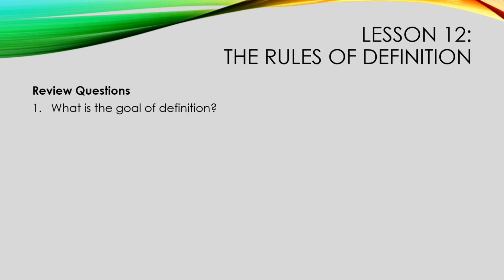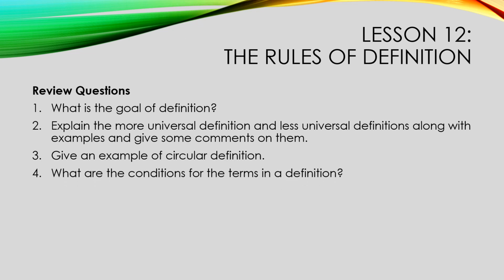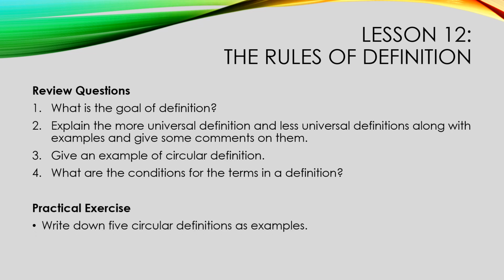Number 1, what is the goal of definition? Number 2, explain the more universal definition and less universal definitions along with examples and give some comments on them. Number 3, give an example of circular definition. Number 4, what are the conditions for the terms in a definition? For your practical exercise, try to consider this. Write down 5 circular definitions as examples.